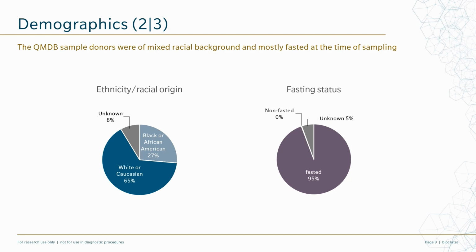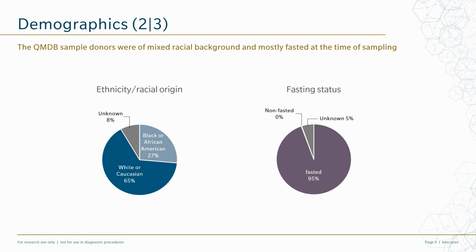65% of the QMDB sample donors were of white racial background. The ethnic origin of these was mostly Caucasian, while Hispanics or Latinos were a minority. 27% of the QMDB sample donors were Black or African American. It is planned to expand the racial origins represented in the QMDB in the future.